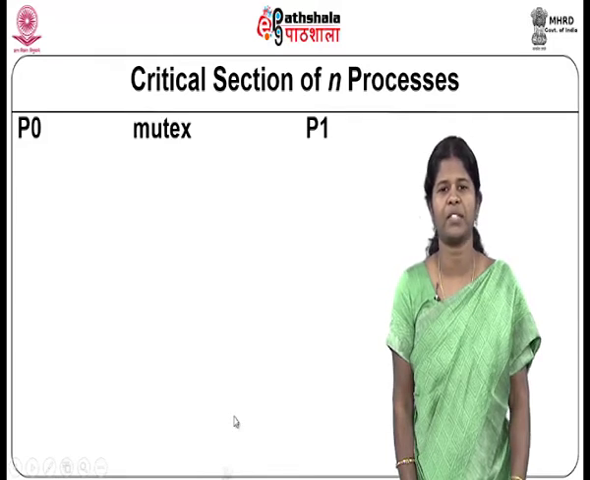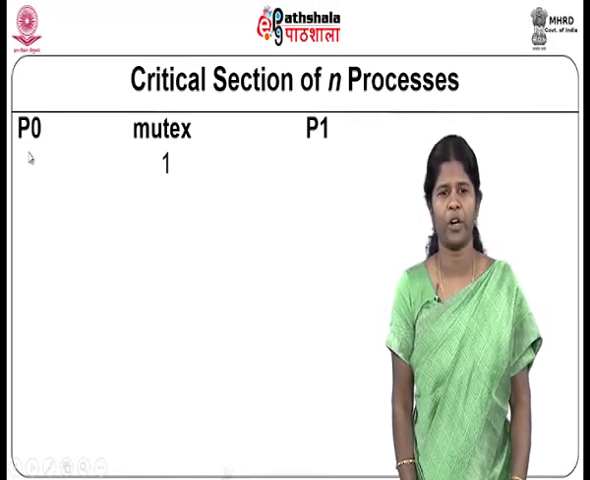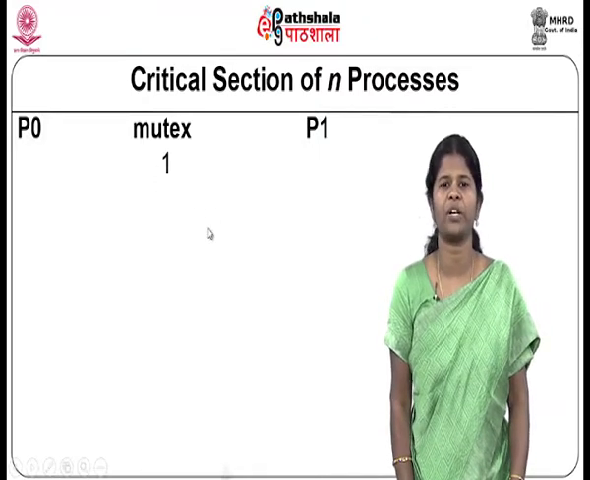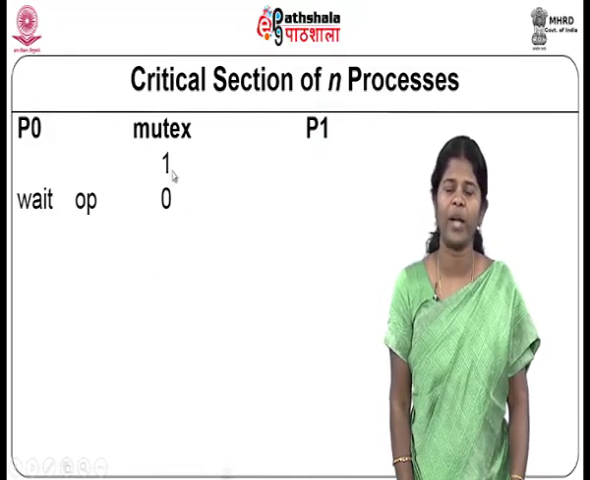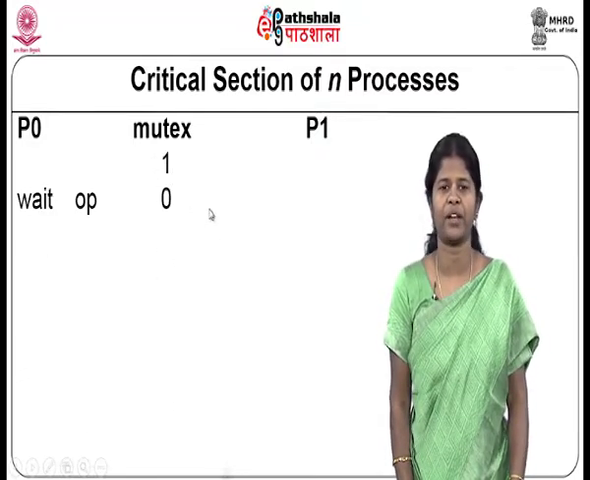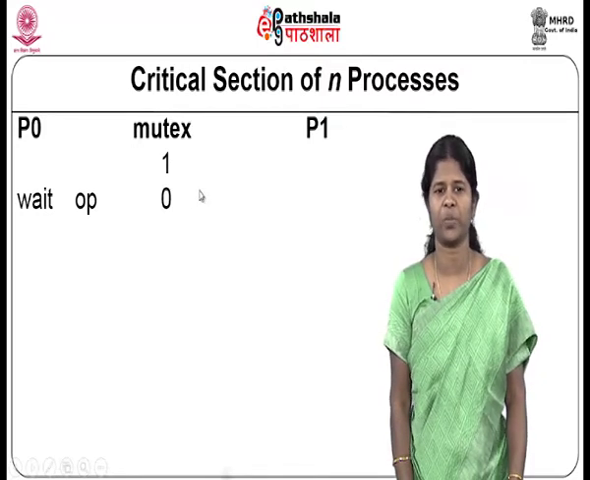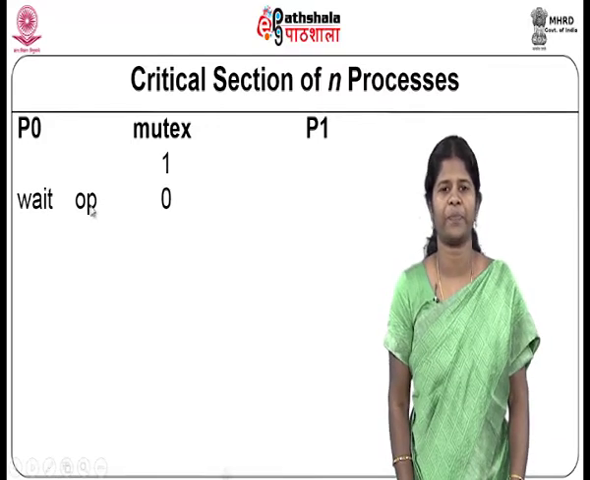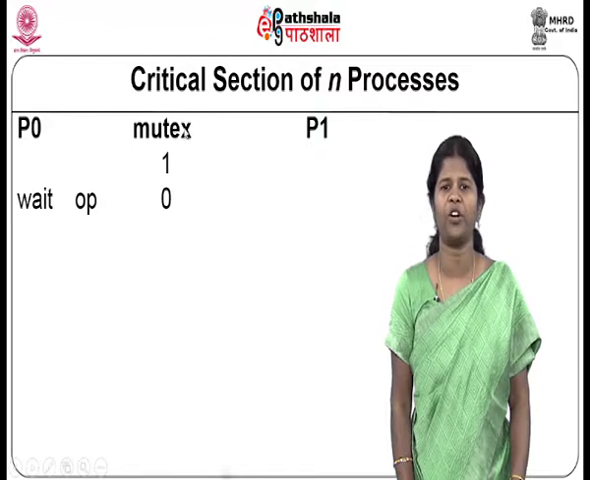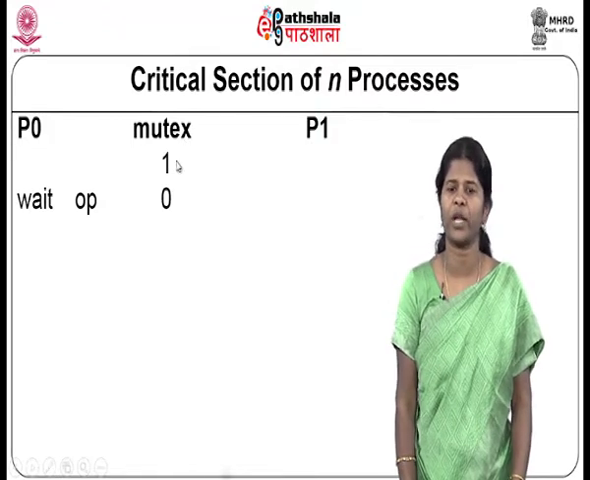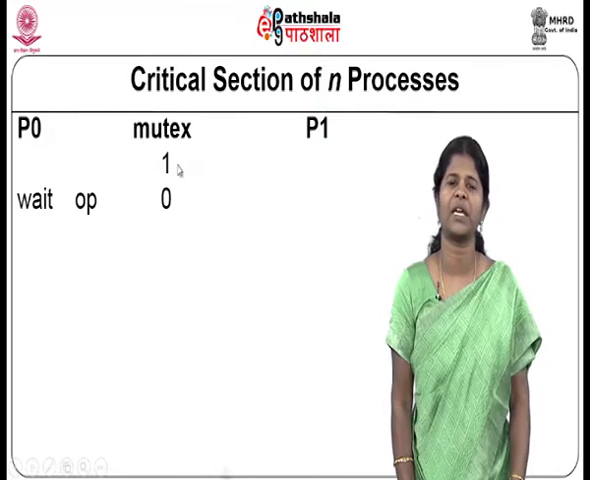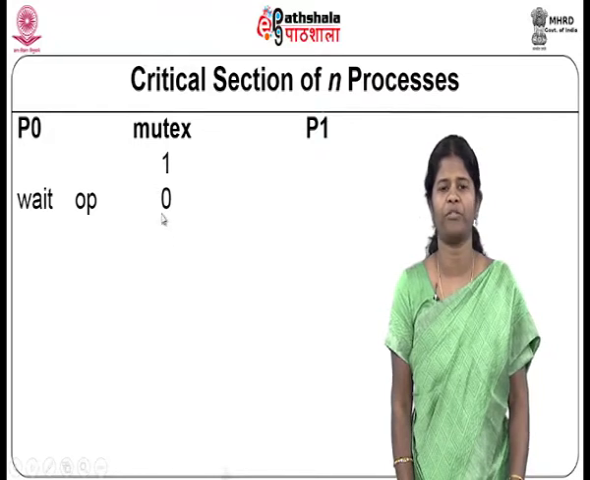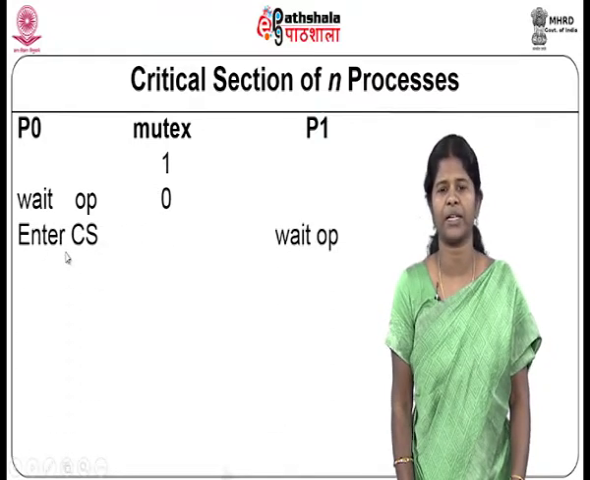So this will proceed in this manner. You have processes P0 and P1, and mutex is the semaphore. The initial value of the semaphore is 1, because only one process can access the shared resource at a particular time. First, process P0 wants to enter the critical section. It executes the wait operation and checks if the value of the semaphore mutex is less than or equal to 0. The value of mutex is not less than or equal to 0, it is 1. So it can decrement the value of mutex, and process P0 can enter the critical section.